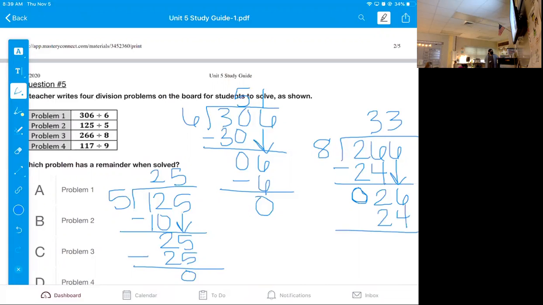24. Then I subtract, and what do I have left over? I need some help from y'all. What's 26 minus 24? 2. So does this one have a remainder? Yes. So my answer is problem number 3. So I should have chosen C. It was asking you which one does have some leftovers. Any questions about this problem? Don't tell me no, just raise your hand if you do have a question.